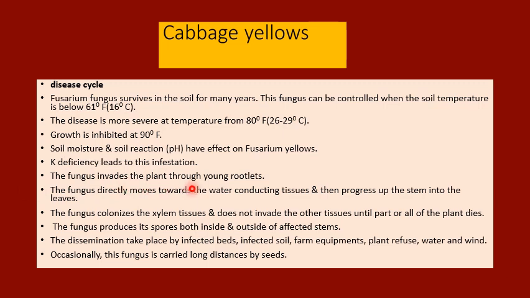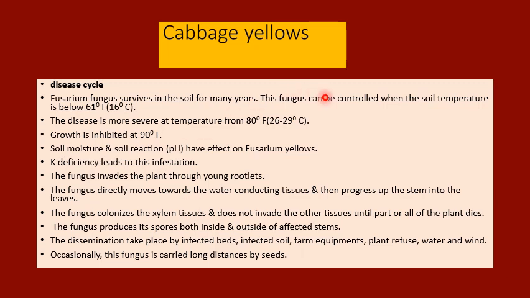The fungus invades the plant through young rootlets. The fungus directly moves towards the water conducting tissues and then progresses up the stem into the leaves. The fungus colonizes xylem tissues and does not invade the other tissues until part or all of the plant dies. The fungus produces its spores both inside and outside of affected stems. The dissemination takes place by infected beds, infected soil, farm equipment, plant refuse, water and wind. Occasionally, this fungus is carried long distances by seeds.